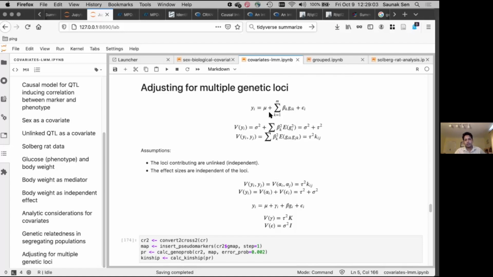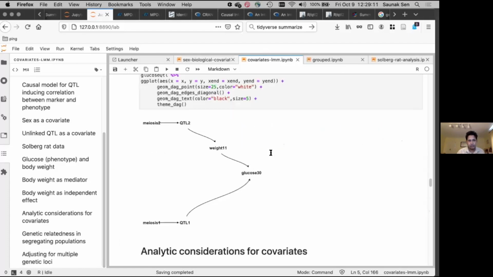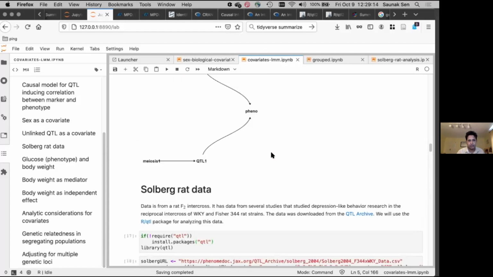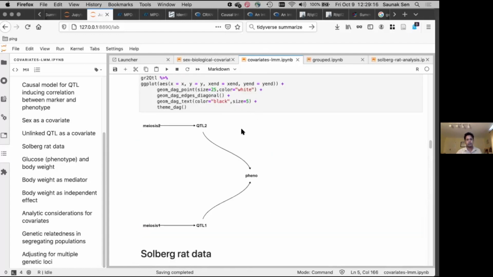One of the reasons why this becomes important is, as we have seen earlier, if you consider a situation like this, or a situation like this, if both of these are on different chromosomes, if you don't adjust for the other QTL, you have an unbiased effect. But as was pointed out in the comment, if you have correlated QTL, you might introduce a bias.